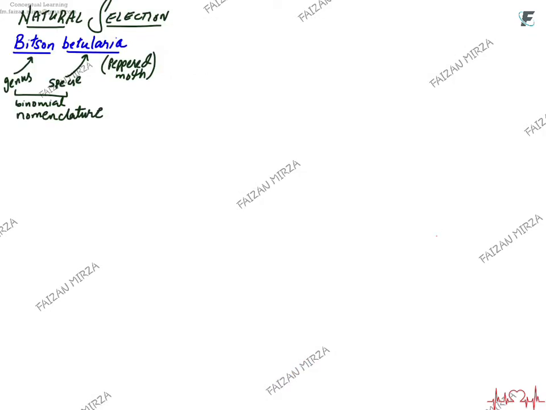Another thing that we are discussing here is natural selection. Some examples: if we take the example of Biston betularia, the peppered moth. When we write the names, we use binomial nomenclature. The first word, Biston, represents the genus, and betularia represents the species. This is how, for example, we are Homo sapiens. We write Homo here, we write sapiens here. Human beings are Homo sapiens.